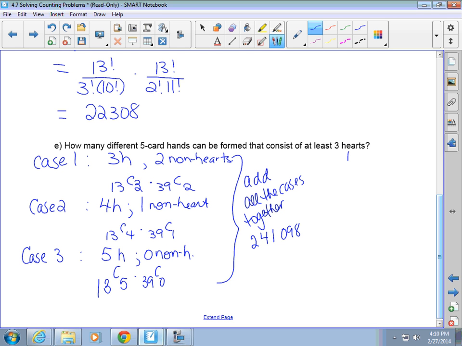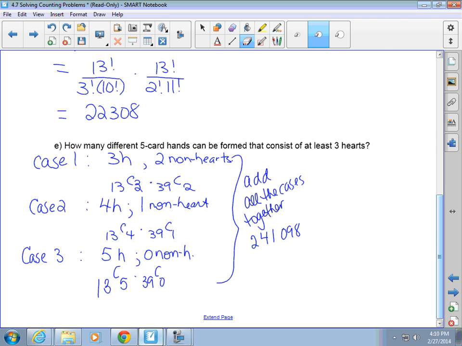So your indirect way to solve this would be to figure out how many 5-card hands you have. So you'd be doing 52 choose 5, and then you would subtract the possibility, oh no, will that work for this one? No, can't do that for this one, sorry.